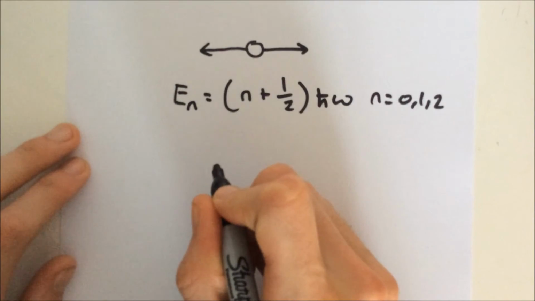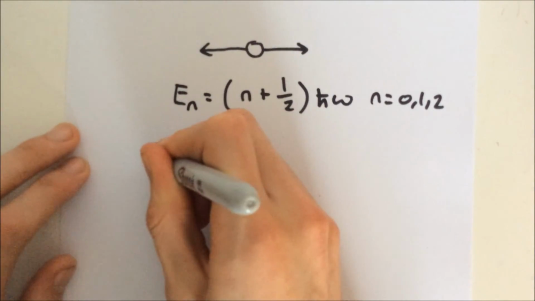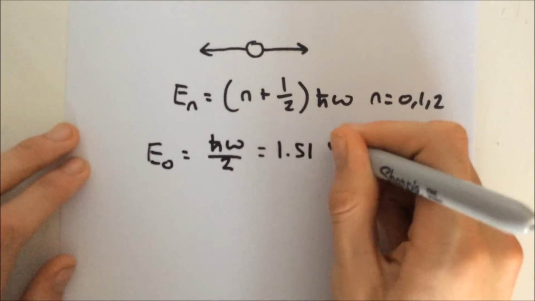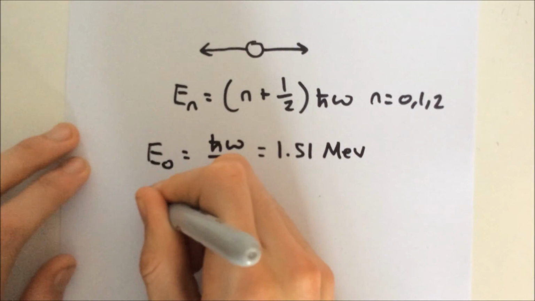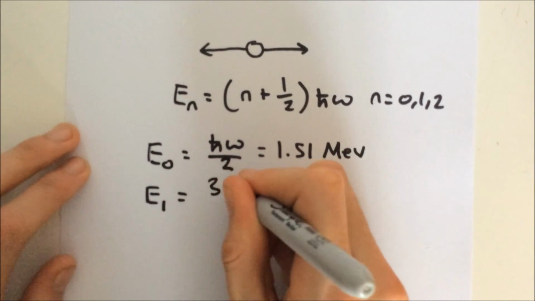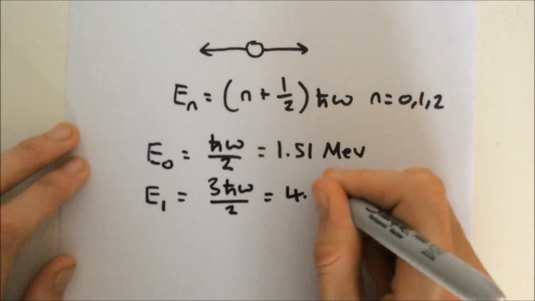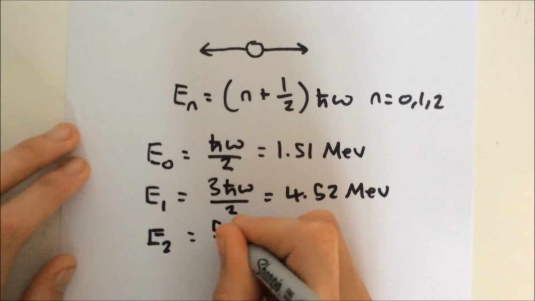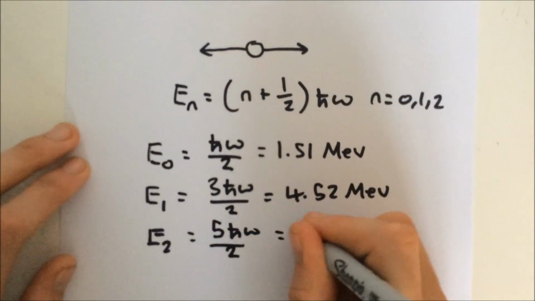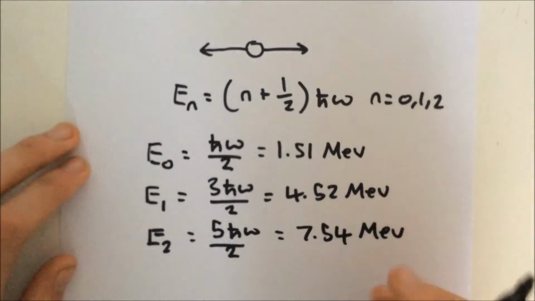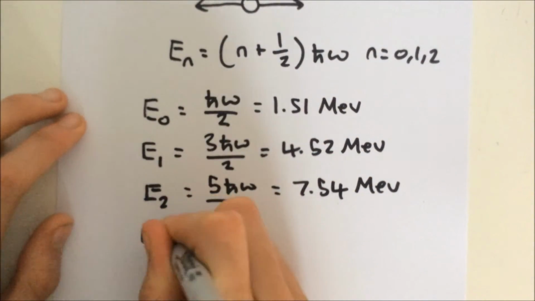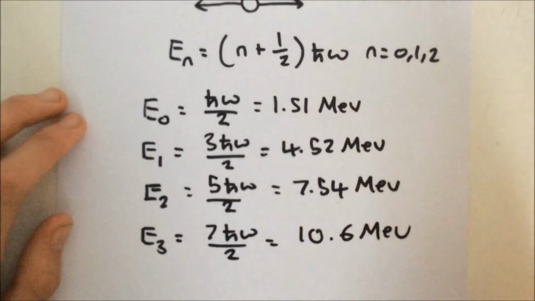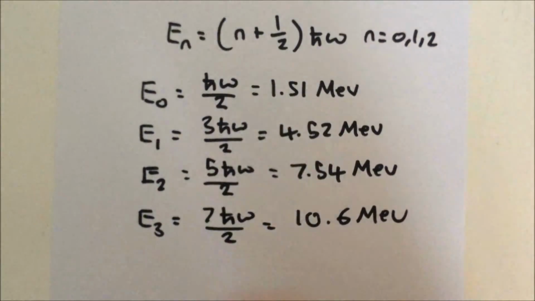Here are the energies of the proton in megaelectron volts. E0 is equal to h bar omega over 2, which is equal to 1.51 MeV. E1 is equal to 3 h bar omega divided by 2, which is 4.52 MeV. E2 is equal to 5 h bar omega divided by 2, which is 7.54 MeV. And finally E3 is equal to 7 h bar omega divided by 2, and that is 10.6 megaelectron volts, and so on.